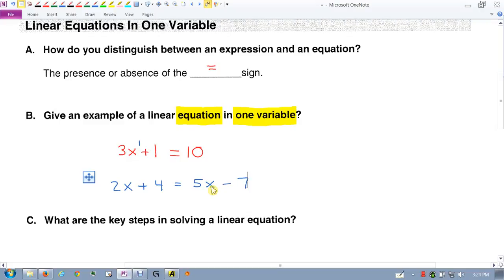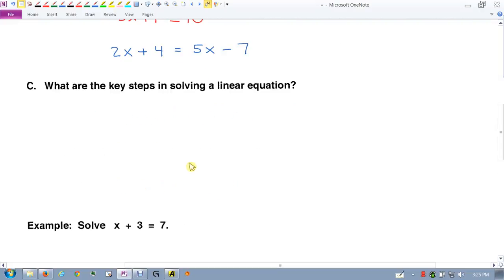So what we need are a set of steps in order to get to an answer. So what are the key steps in solving a linear equation? Yes, that's the ultimate goal, but we want a process. That's what we can do with equations, right? Whenever you have equations, whatever you do to the left, you have to do to the right. Okay? But when it comes to linear equations in one variable, we like to have a nice little procedure.